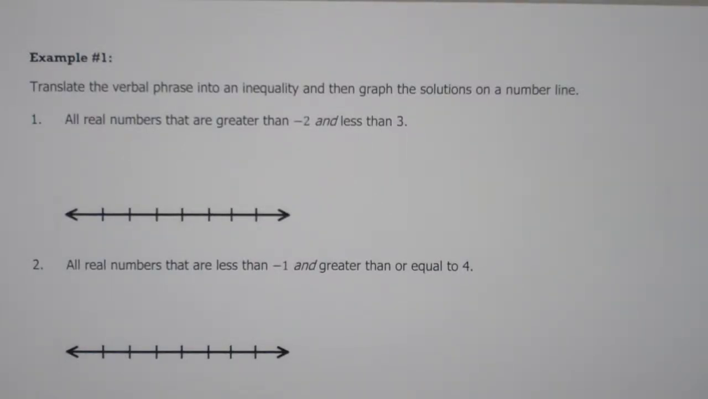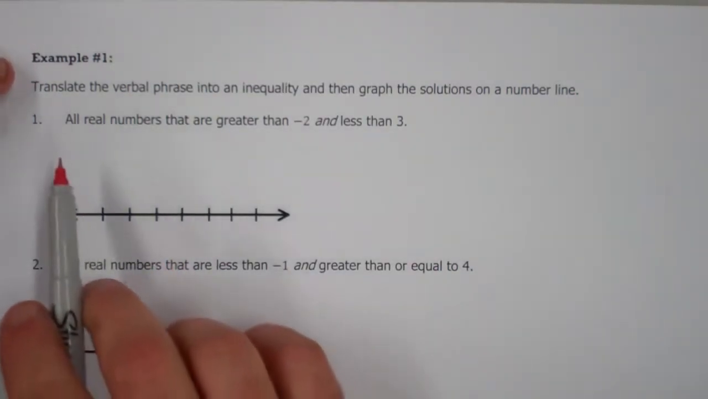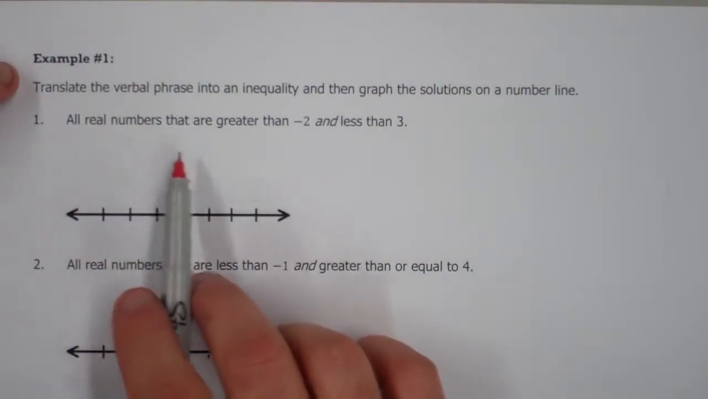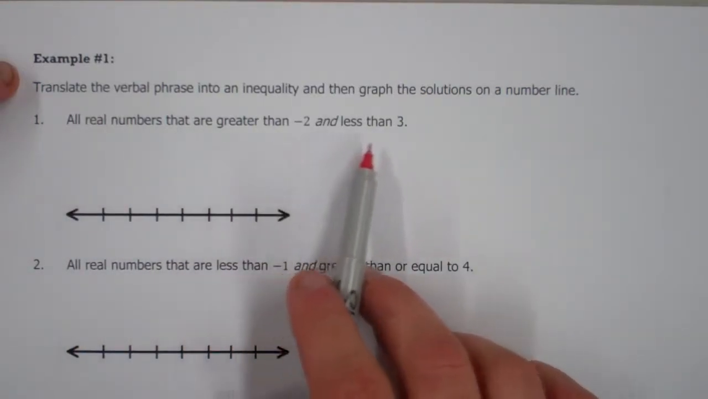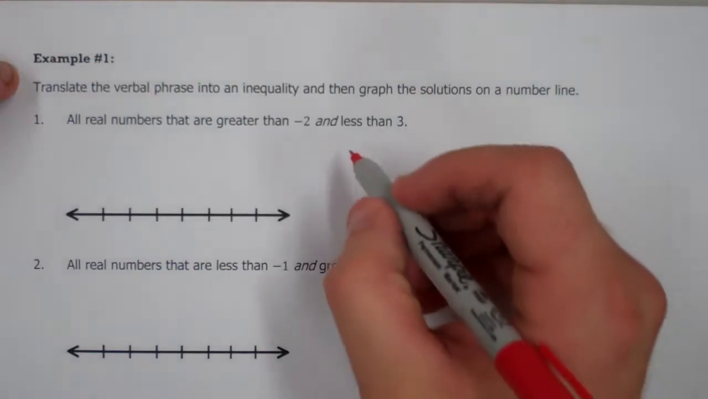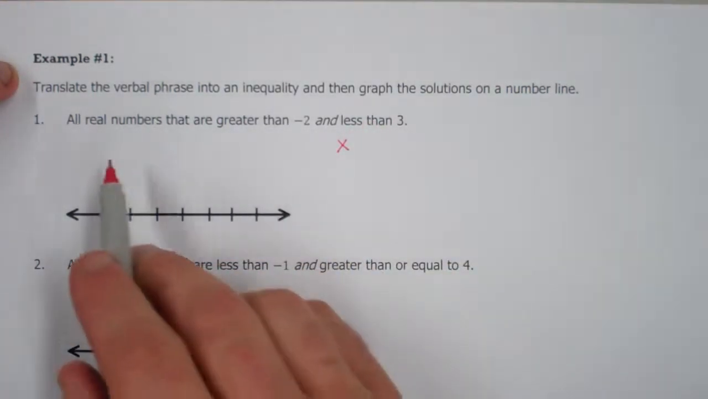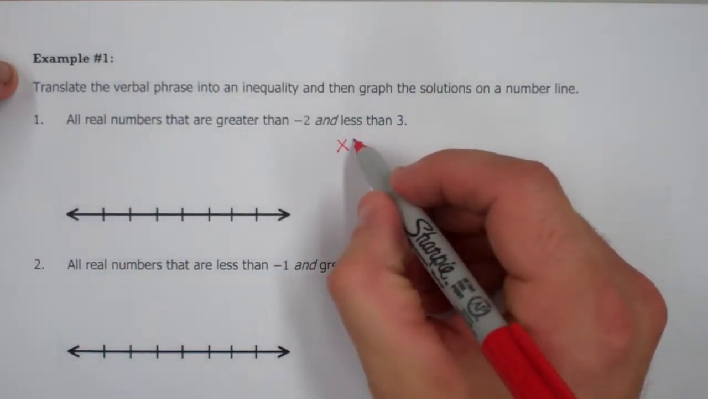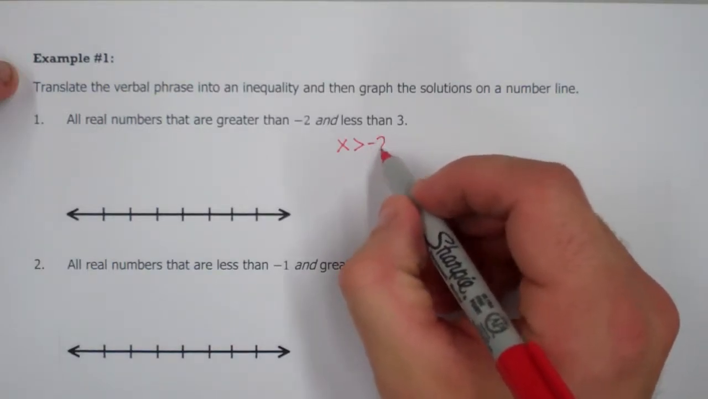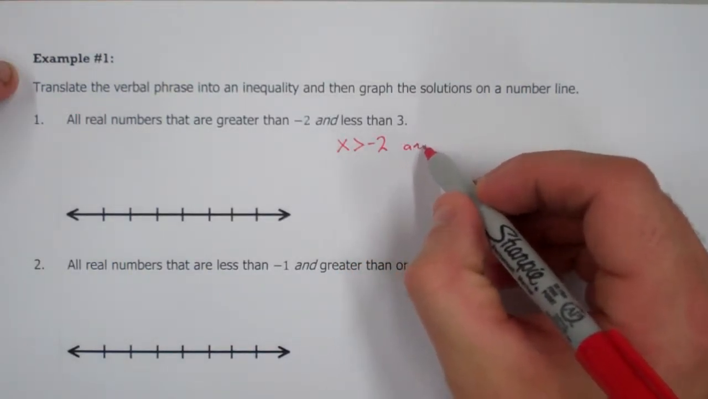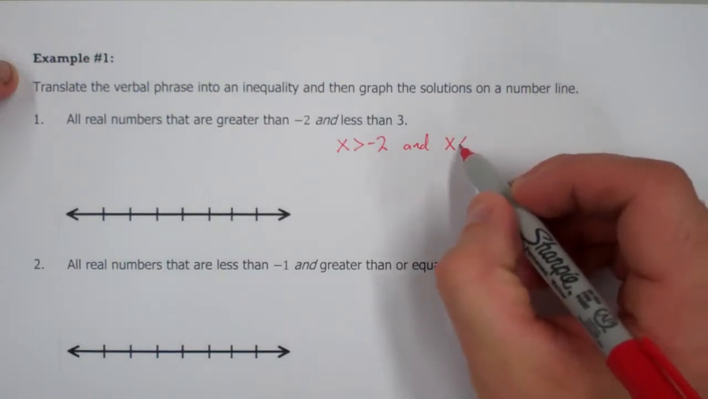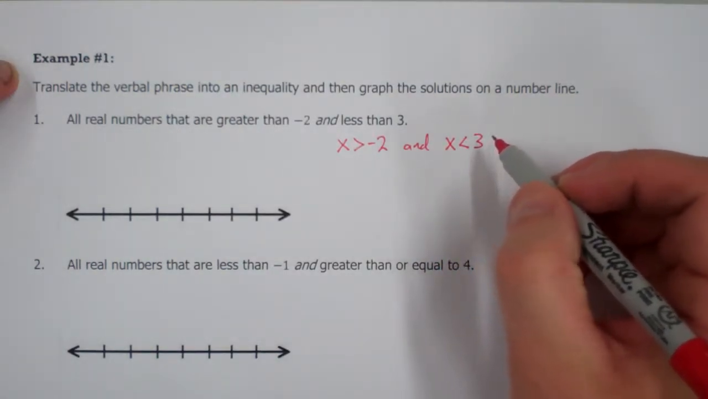In example 1, we need to translate the verbal phrase into an inequality and then graph the solutions on a number line. So if we read number 1, we've got all real numbers that are greater than -2 and less than 3. I'll just use x to indicate all real numbers, and we're going to do greater than -2 and all real numbers that are less than 3.